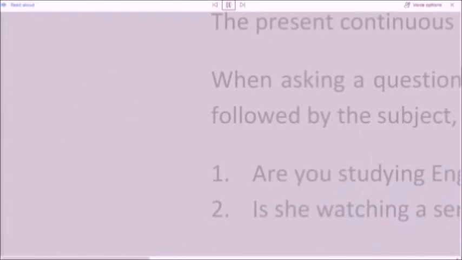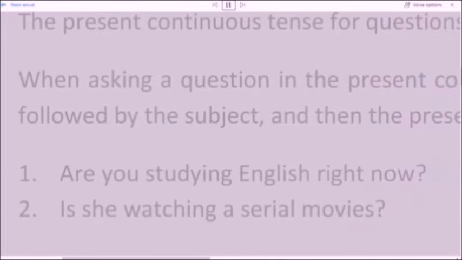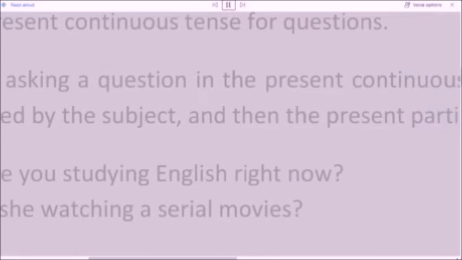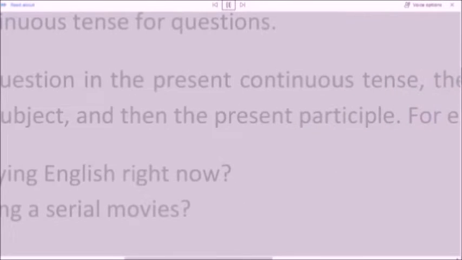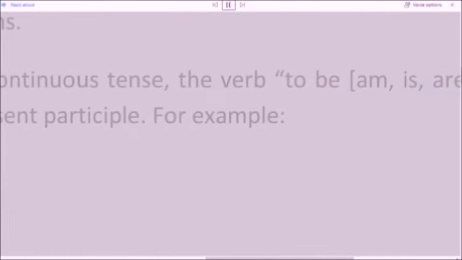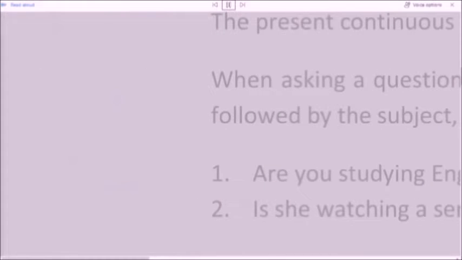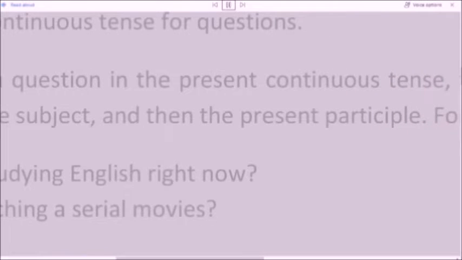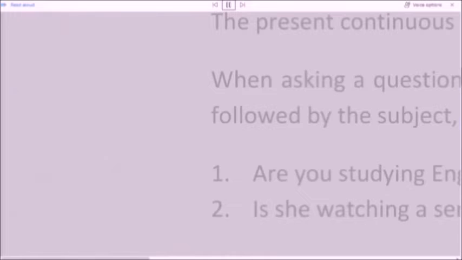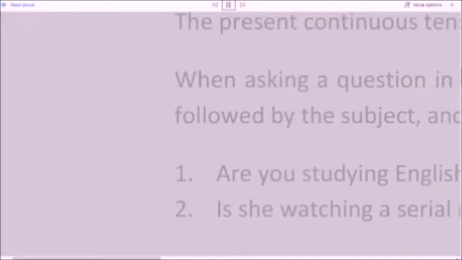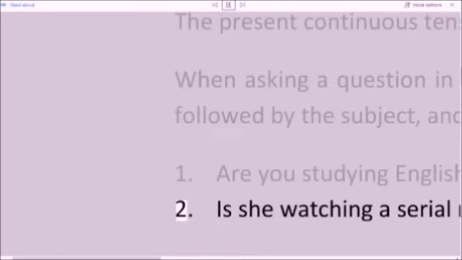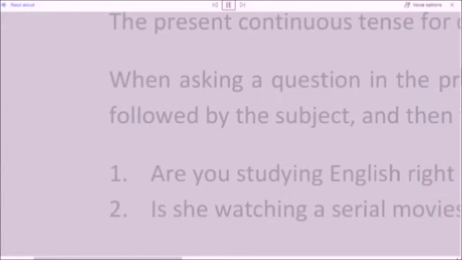The present continuous tense for questions. When asking a question in the present continuous tense, the verb to be, am, is, are, comes first, followed by the subject, and then the present participle. For example, 1. Are you studying English right now? 2. Is she watching a serial movies?